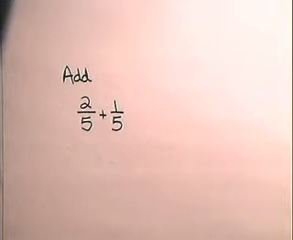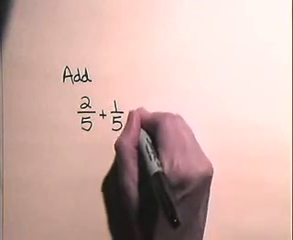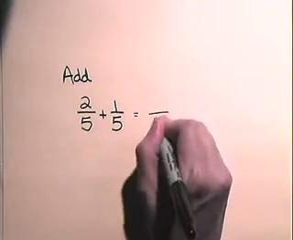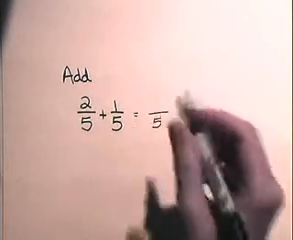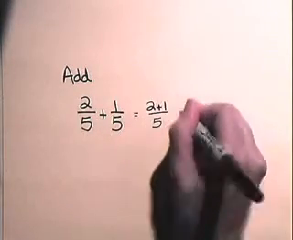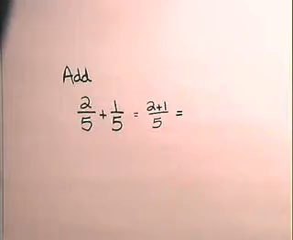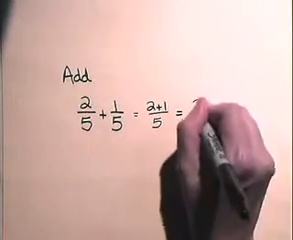Let's add the fractions 2/5 plus 1/5. When adding two fractions with the same denominator, you keep the denominator and add the numerators, 2 plus 1. And so 2/5 plus 1/5 is 3/5.